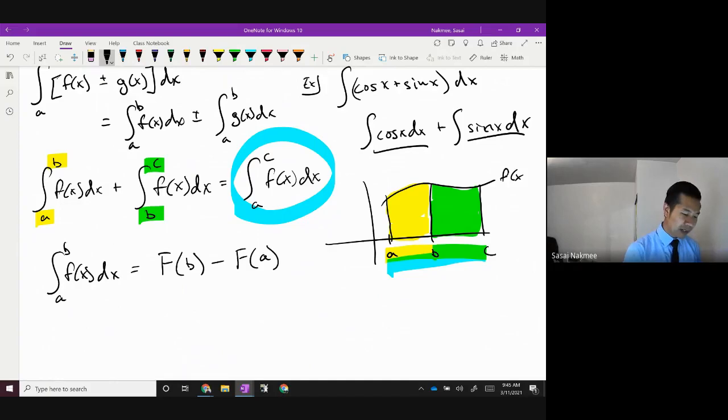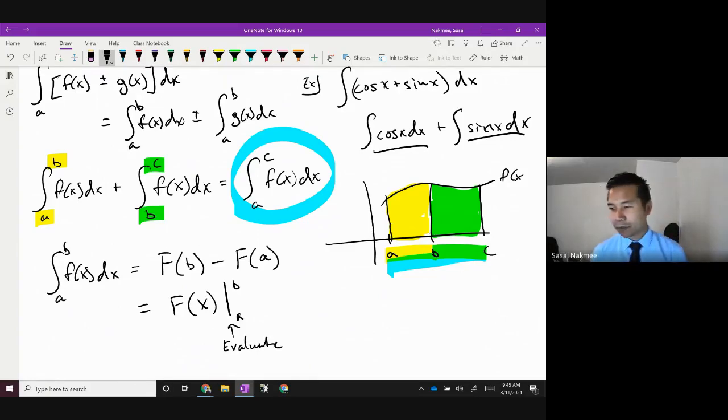Some people don't like writing this whole thing out like this. Most books define it to say the integral of f of x dx is going to equal the antiderivative of it, so this capital F of x, evaluated from a to b, right? That little line right there just means to evaluate, evaluate from such and such to such and such.